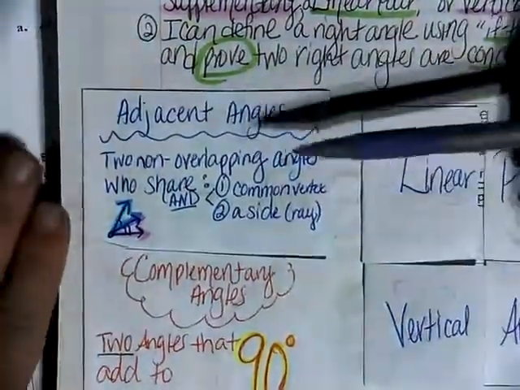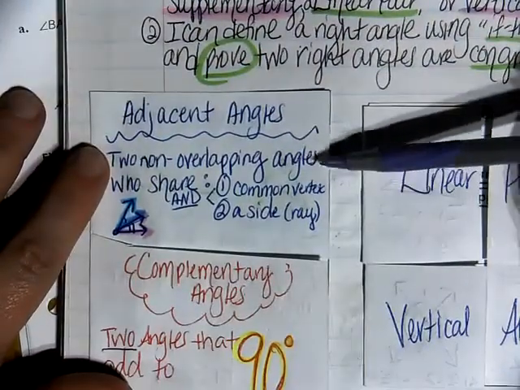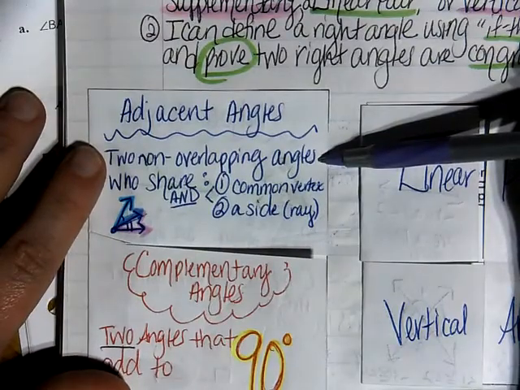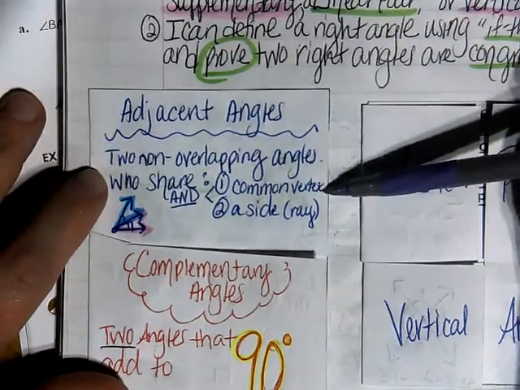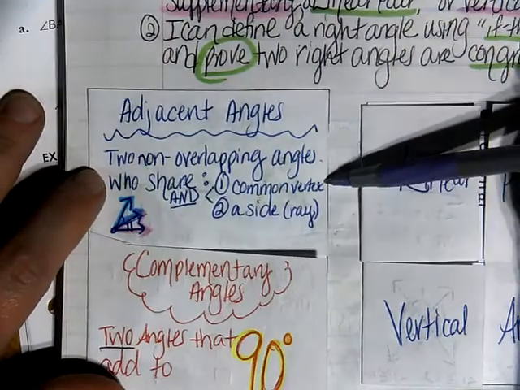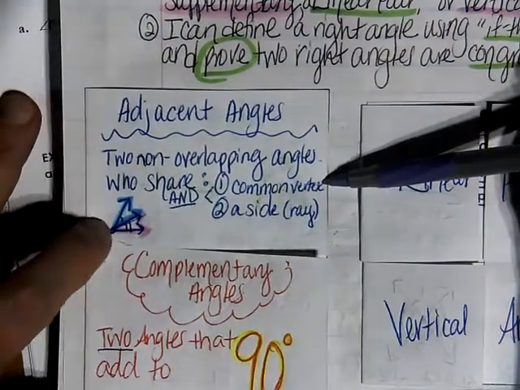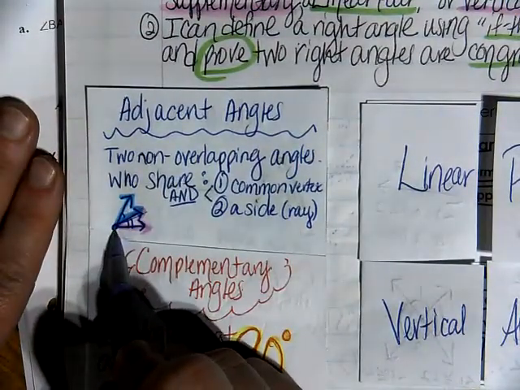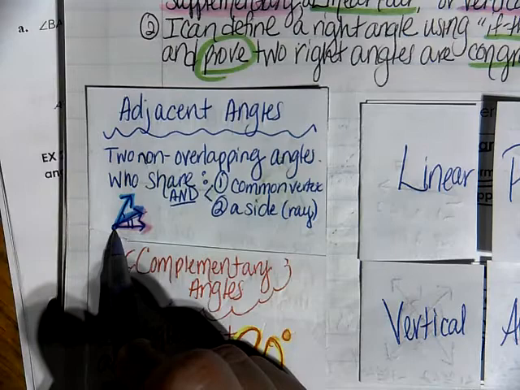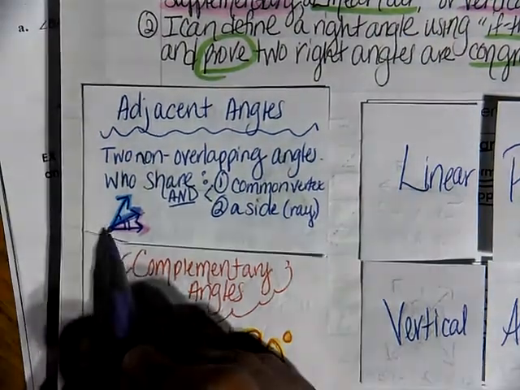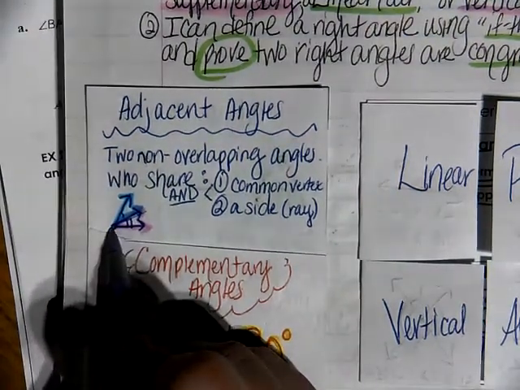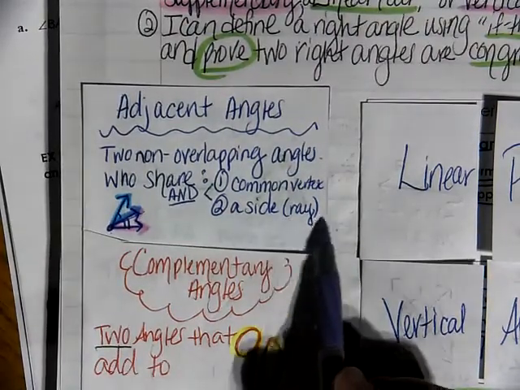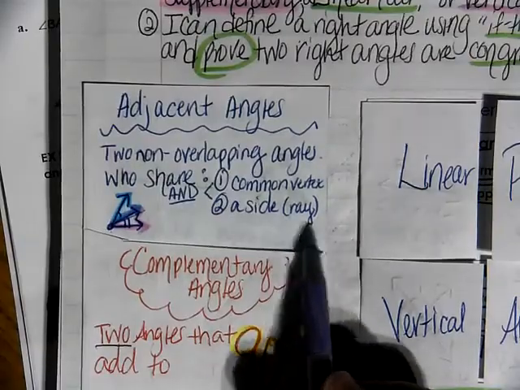Adjacent angles are when you have two angles that are not overlapping each other, meaning there's not one angle inside of the other. And they have common characteristics. Number one, they share a common vertex. That means that they both have the same corner point, or endpoint, or middle point, or vertex. So they share this point together, and they share a side. And remember that sides of angles are rays.